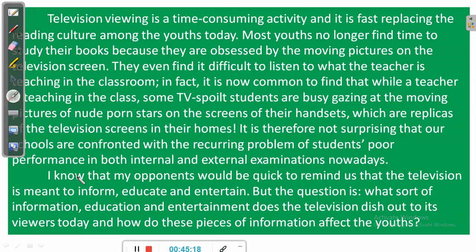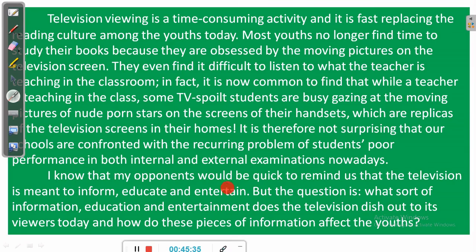Now, you have argued your point, you have presented your arguments. Now, in the next paragraph, you want to demolish your opponent's points, and you can do it in this way.